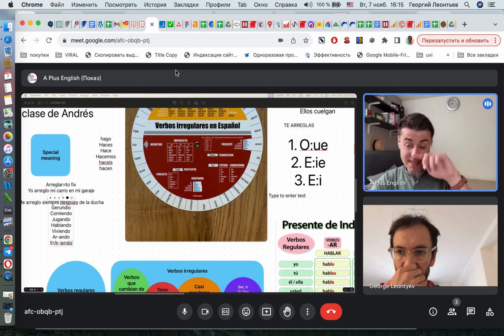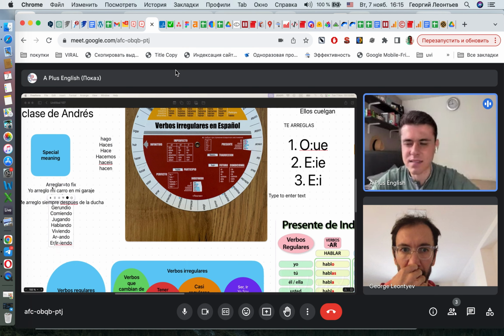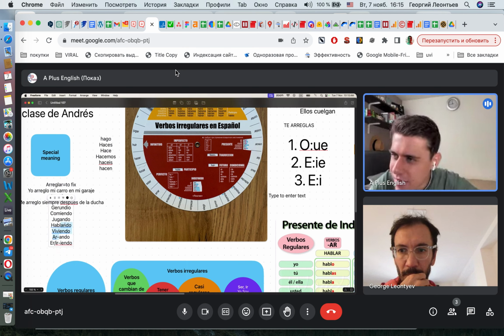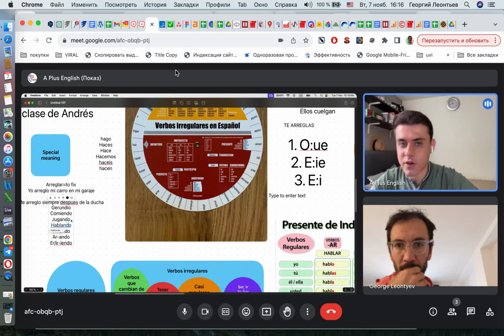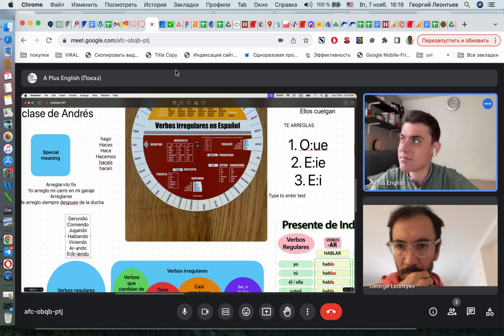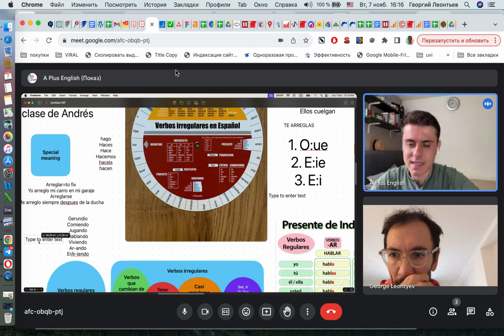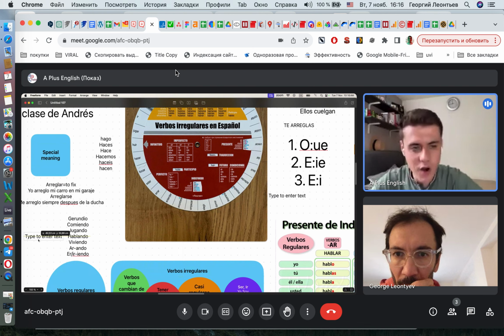It's to say that something is happening right now. If I tell you, Georgi, ¿qué haces? What are you doing? You say, oh, Andrés, estoy hablando en español. I'm speaking Spanish. Estoy, and you use it all with the verb estar. The verb estar is always used here because it's the is, the I am, you are, he is.